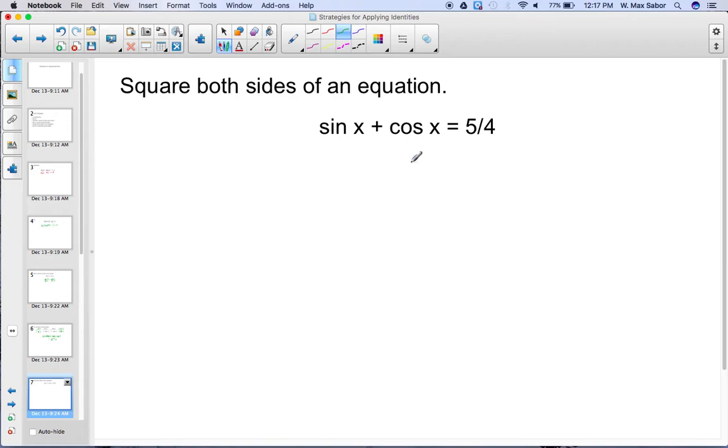Squaring both sides of an equation. Sine plus cosine or sine minus cosine are not part of our sum to product rules. That's because if you square both sides of it, you'll end up getting a sine squared plus cosine squared in there. So there will be a middle term. Remember that when you multiply sine plus cosine times itself, it's polynomial multiplication. So you're going to get a perfect square trinomial.